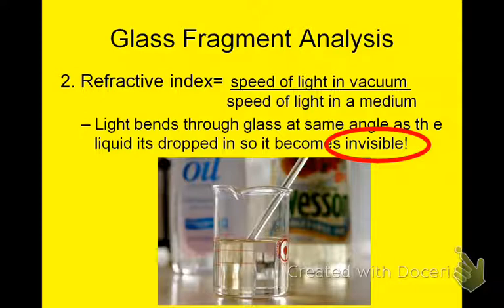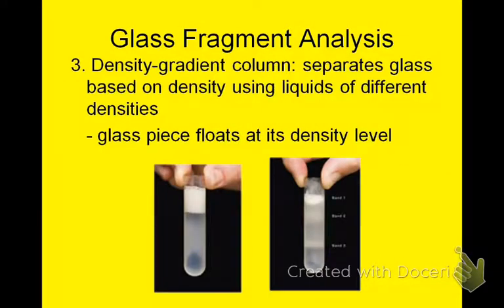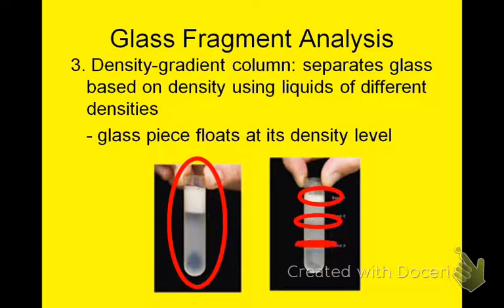We're not going to use this formula either though. The density gradient column is what we're going to simulate. It separates glass out based on its density using liquids of different densities. So what we see here, the glass pieces float at the density level that matches. We have what we call a density column, liquids of differing densities. We drop some pieces of glass in, and over time they will settle at the level where their density matches.